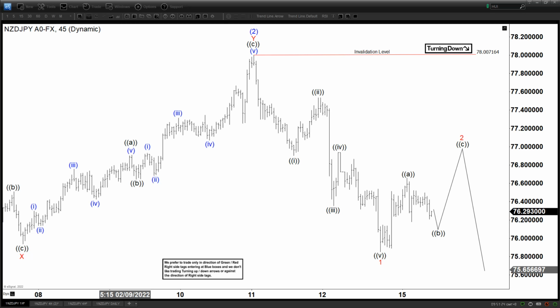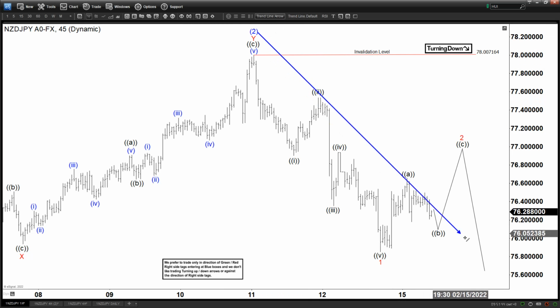Today we're going to be looking at the chart of the New Zealand dollar yen. This is a 45 minutes chart right here. We can see we ended this wave 2 in the intermediate degree at 78. Since then it has started to turn lower here. So we are currently within wave 3 in the intermediate degree, which should subdivide into 5 waves.